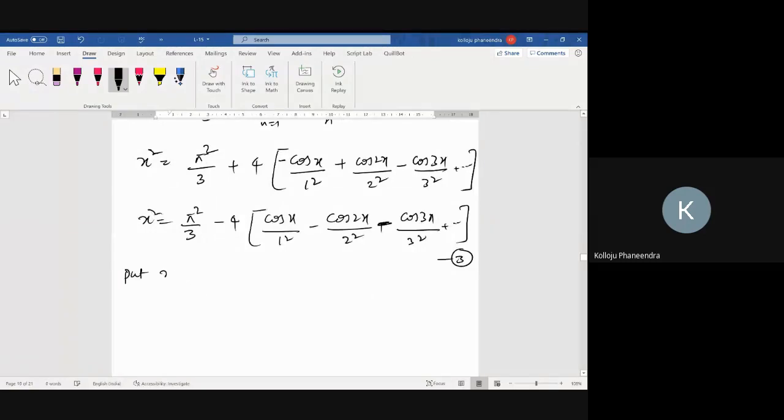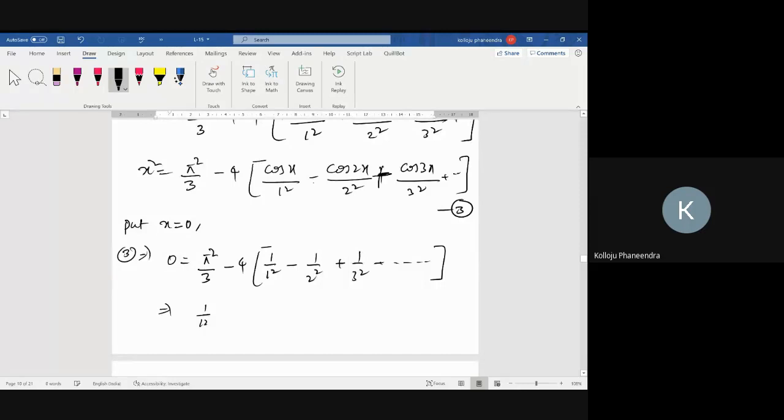Now take suitable substitutions one by one. Put x equal to 0. Then 3 implies 0 equals pi square by 3 minus 4 into 1 by 1 square minus 1 by 2 square plus 1 by 3 square, and so on. Just wait, they have minus common, so this is plus. Taking this to this side, 1 by 1 square minus 1 by 2 square plus 1 by 3 square minus, and so on, equals pi square by 12. This is the first part. Take this as A.